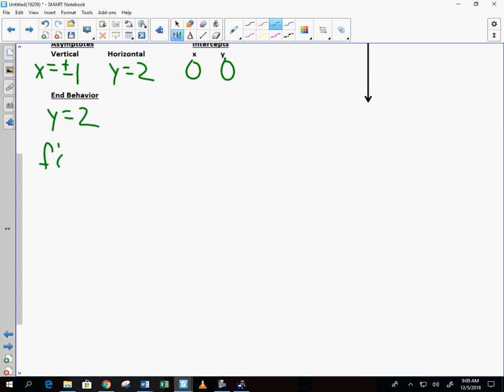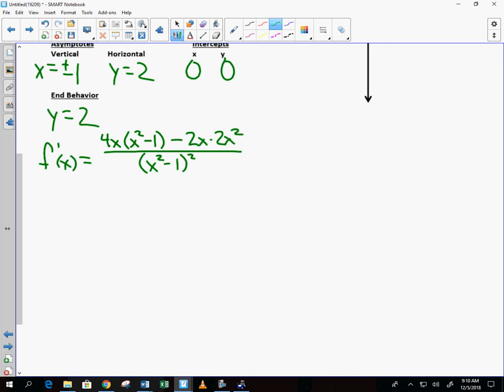f prime of x is equal to, what rule do I use? Quotient. Derivative of the top, 4x, times, minus, over x squared minus 1 squared. Quotient rule. We all good with that?